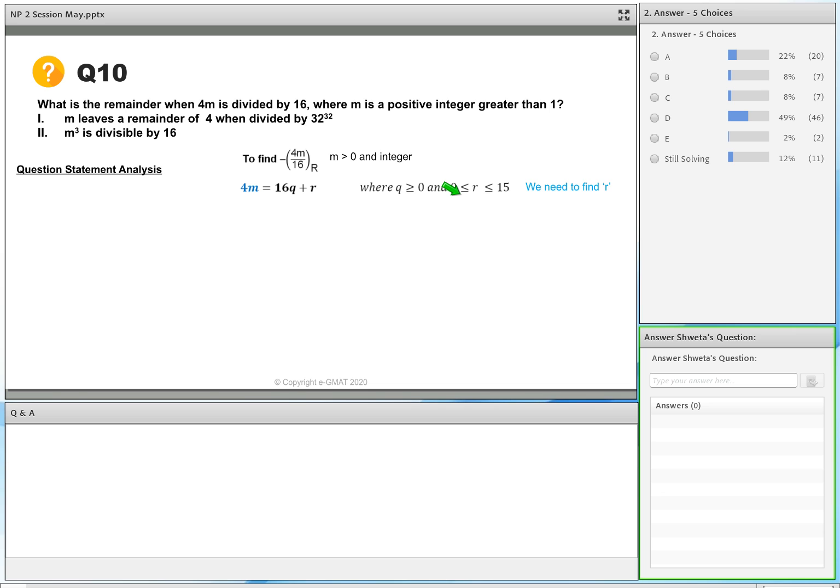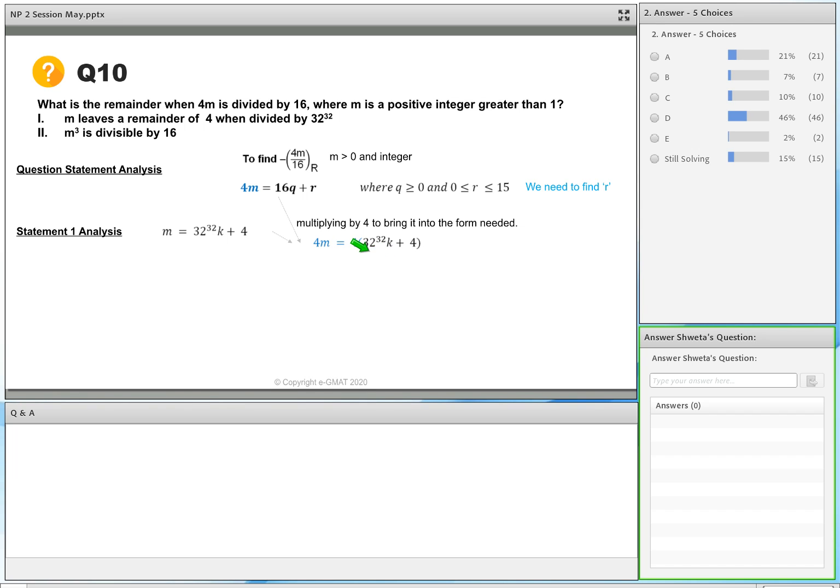And then let's look at the first statement. It says m leaves a remainder of 4 when divided by 32 to the power 32. So I can use this to write the DNR equation like this, right? Now think about it. This is m. What I have information about is 4m. How do I connect the two? Well, I'll just multiply this second equation from statement 1 by 4. So then what I'll get is 4 times this entire expression.